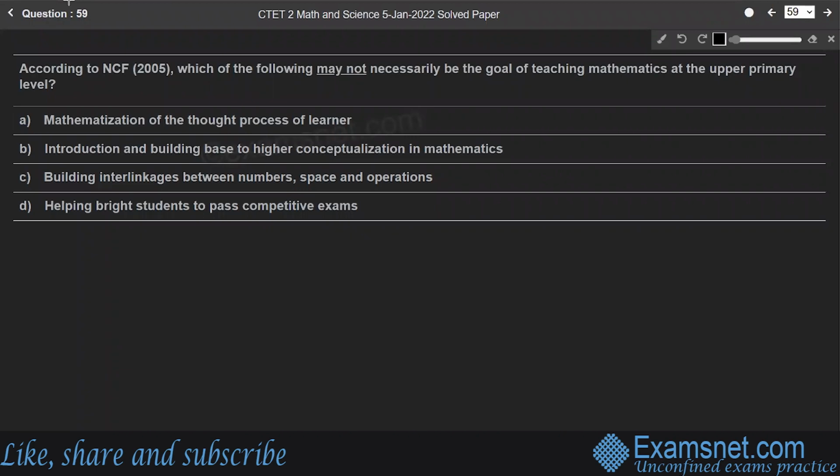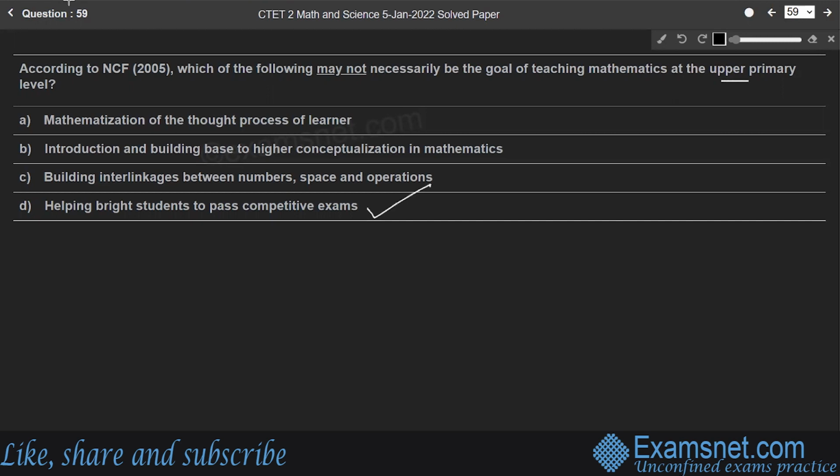Question 59. According to NCF, National Curriculum Framework 2005, which of the following may not necessarily be the goal of teaching mathematics at the upper primary level? Options: mathematization of the thought process of the learner; introduction and building base to higher conceptualization in mathematics; building interlinkages between numbers, space, and operations; helping bright students to pass competitive exams. Here, option 4 is the right answer. So, it may not necessarily be the goal of teaching mathematics at the upper primary level.